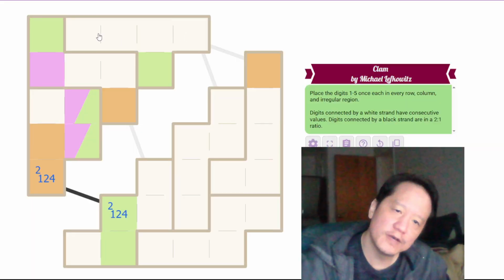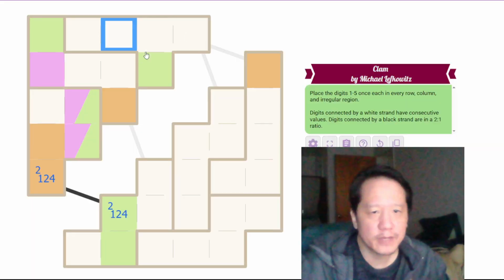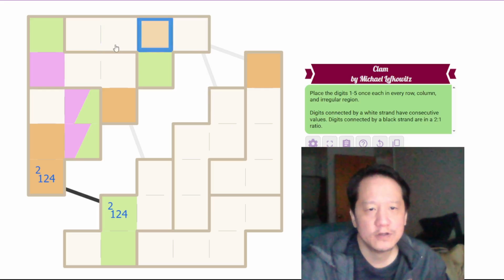We have to have an orange, cannot be here, but it's one of these. It can't be here because that's consecutive. So orange in this upper central region has to be one of these two.